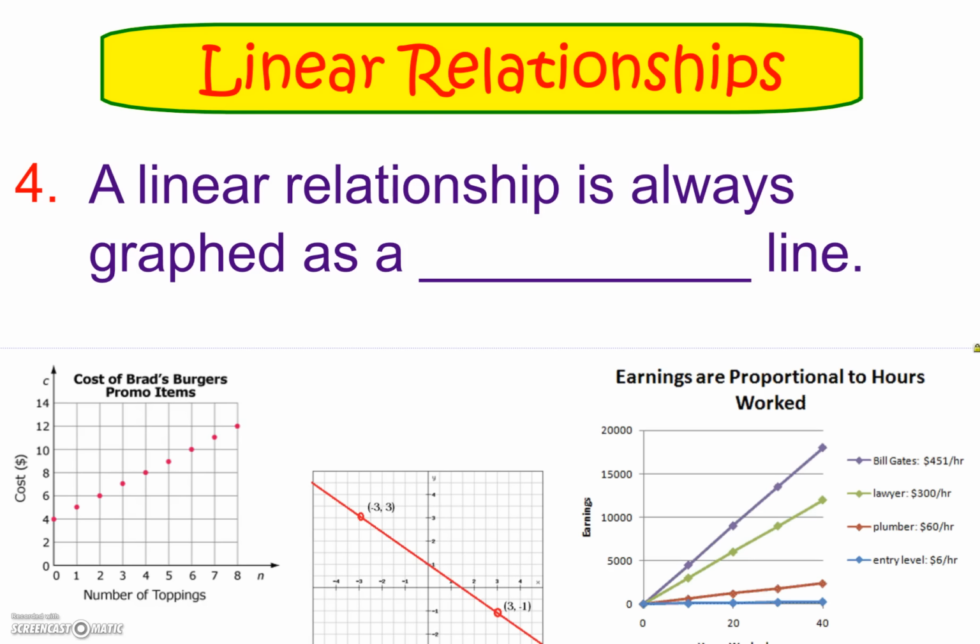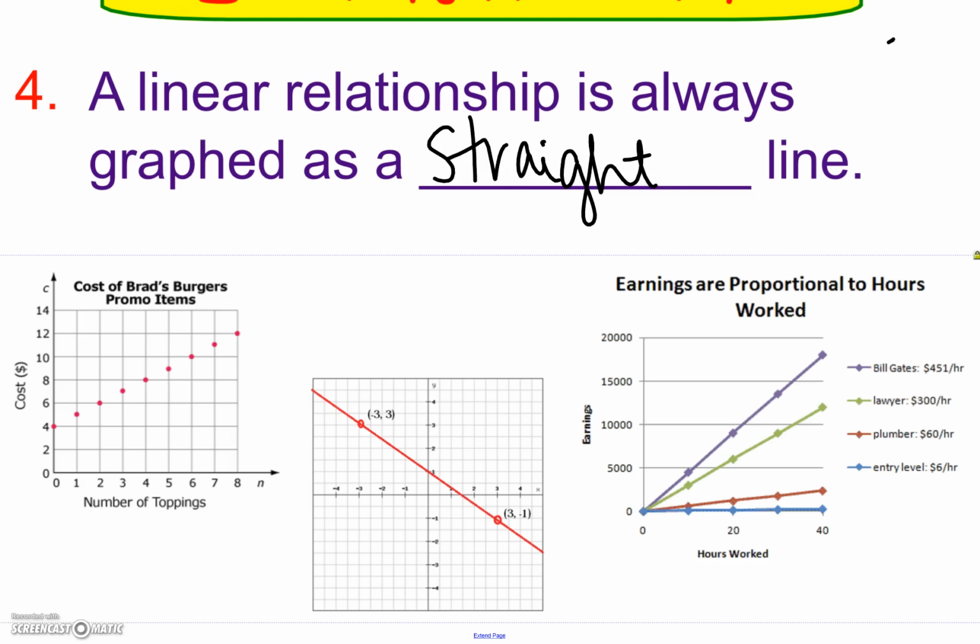So linear relationships, if you remember, a linear relationship is always graphed as a straight line. Okay? If you'll look at the examples, even though this is not a connected line, you can tell that the dots form a straight line. This is a straight line, and so are all of these.